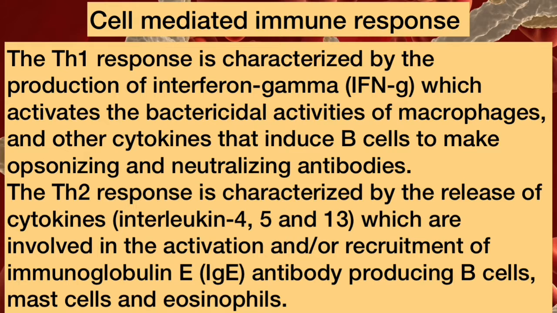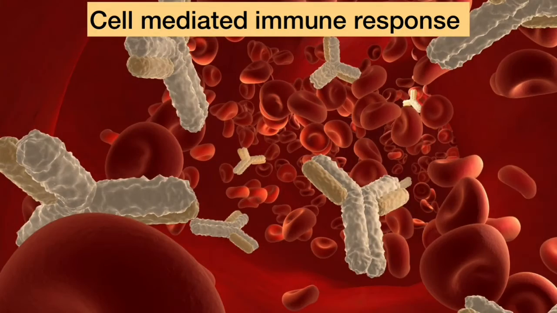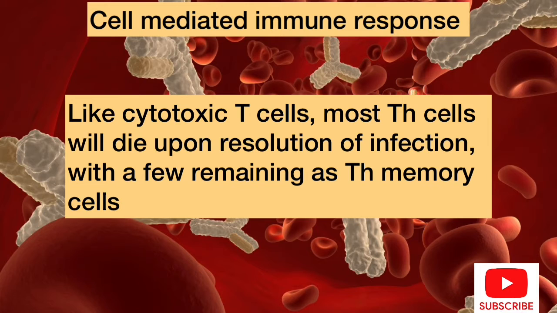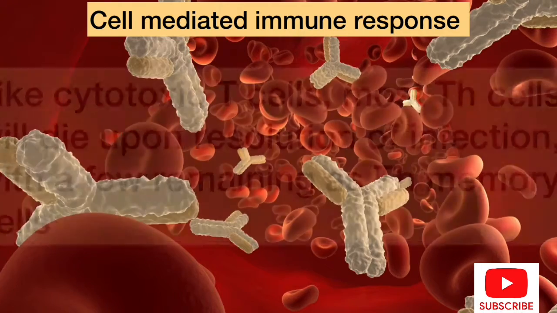bactericidal activities of macrophages and other cytokines that induce B cells to make opsonizing and neutralizing antibodies. Meanwhile, the T helper 2 response is characterized by the release of cytokines, which are involved in the activation or recruitment of immunoglobulin E antibody-producing B cells, mast cells, and eosinophils. Like cytotoxic T cells, most T helper cells will die upon the end of an infection, with a few remaining as T helper memory cells.